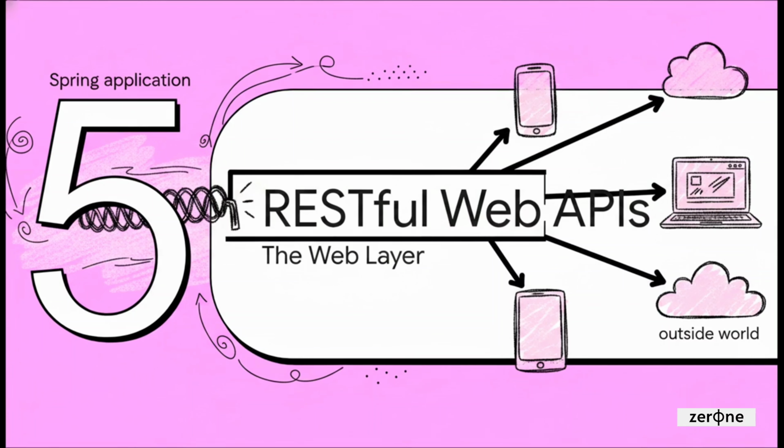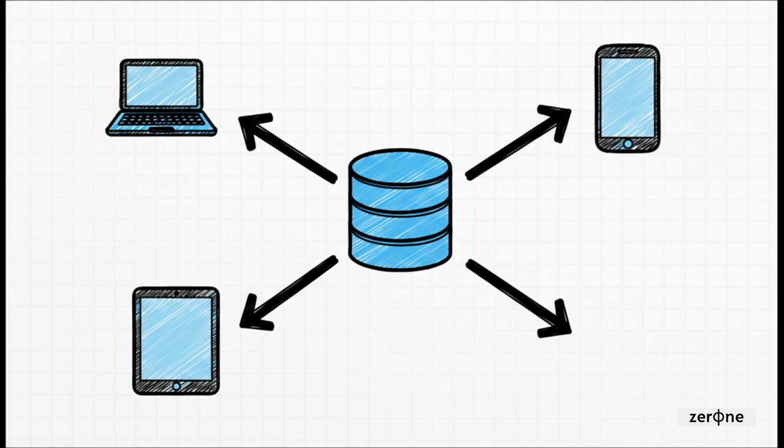Let's shift gears to Section 5, Building RESTful Web APIs, focusing on the web layer. Up until now, we've been looking under the hood at the internal app. Now we need to scale up and connect our robust Spring application to the outside world, mobile devices, browsers, you name it. To do that, we build RESTful Web APIs.